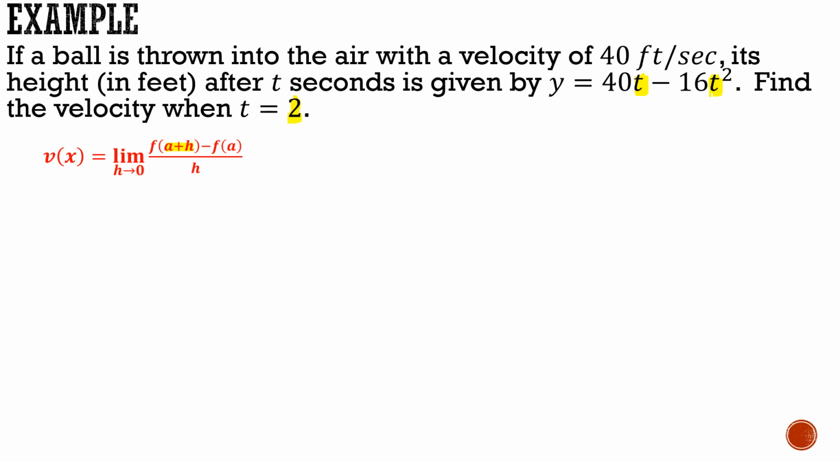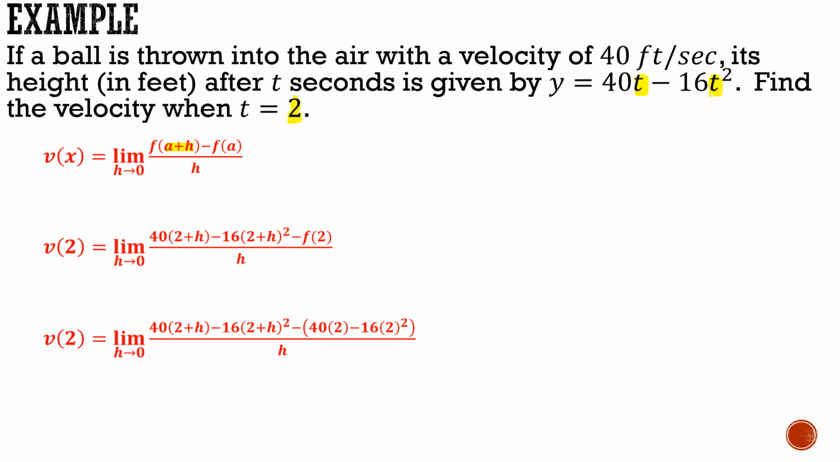for my derivative. So again, that first part, every time I see a t, I'm going to put 2 plus h. So I get 40 times 2 plus h, minus 16 times 2 plus h squared. And then continuing with the formula, I have minus f of 2 all over h. Now what I need to figure out is what is f of 2. Well, f of 2 means to plug 2 into my formula. So every time I see a t, I'm going to put a 2. So I left the first part alone with my 2 plus h's, and then I said minus 40 times 2 minus 16 times 2 squared.